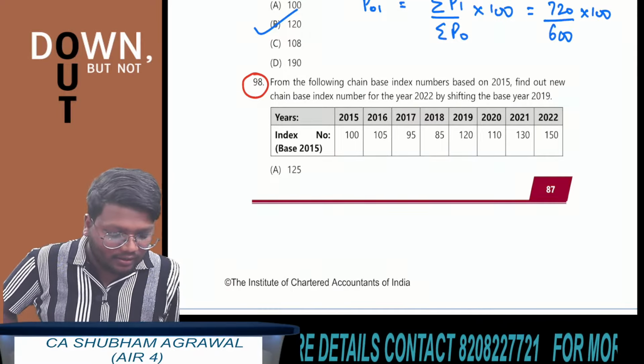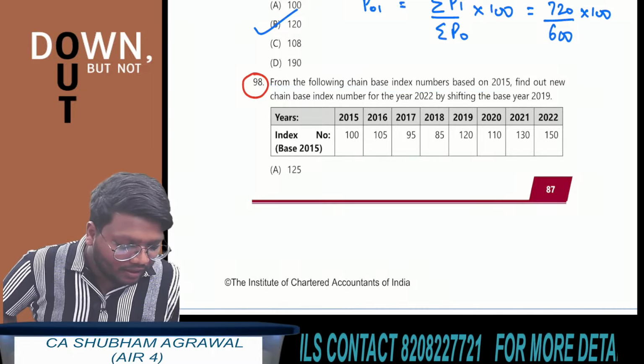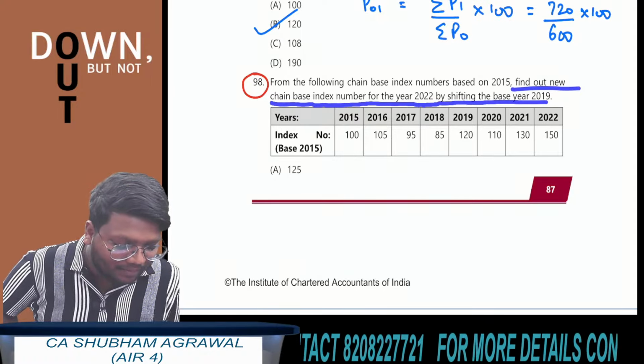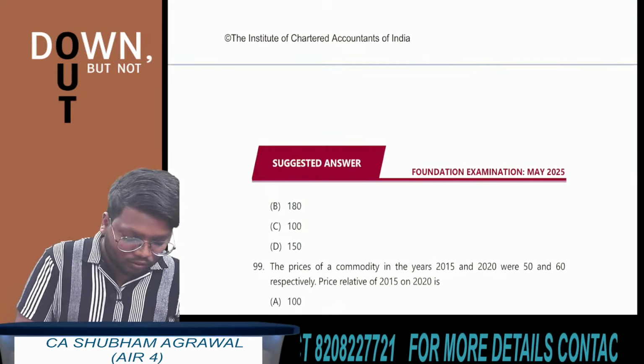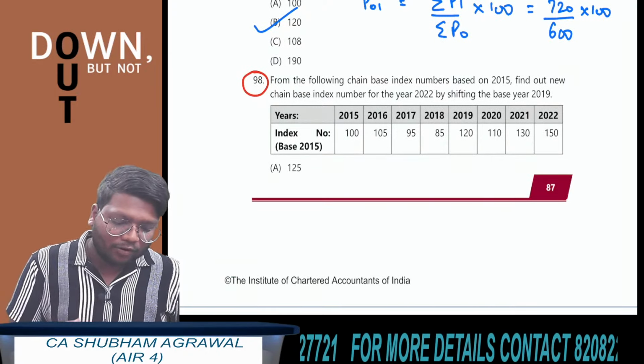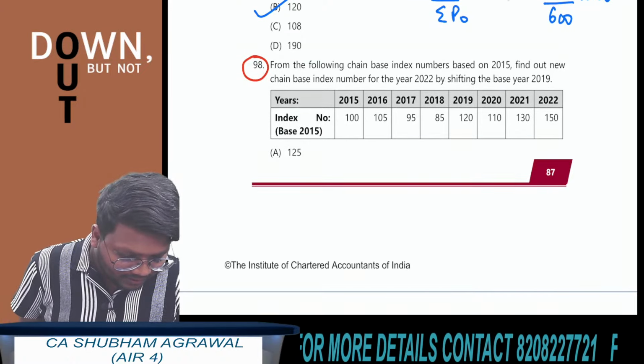Question number 98. From the following chain-based index number based on 2015, find out the new chain-based index number for the year 2022 by shifting the base year to 2019. If you remember the formula, fine. Even if you do not remember the formula, you can get the answer by using this method.